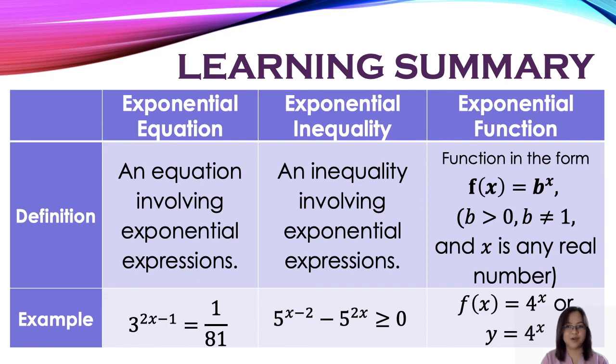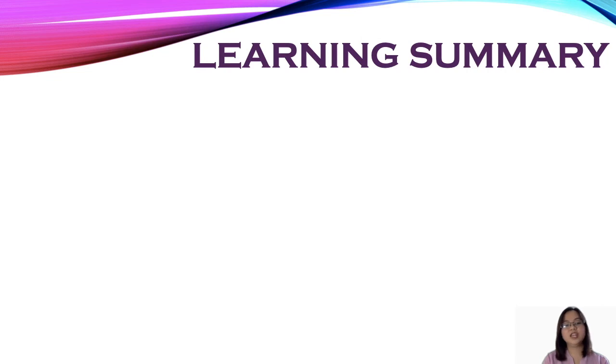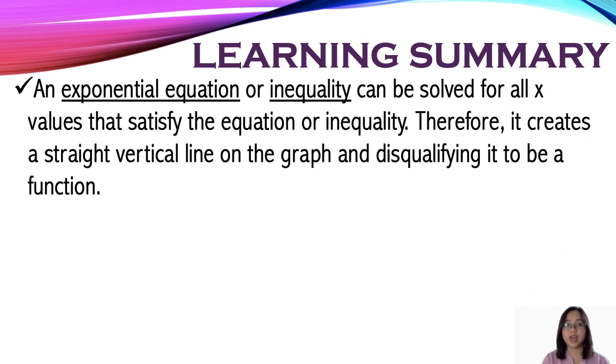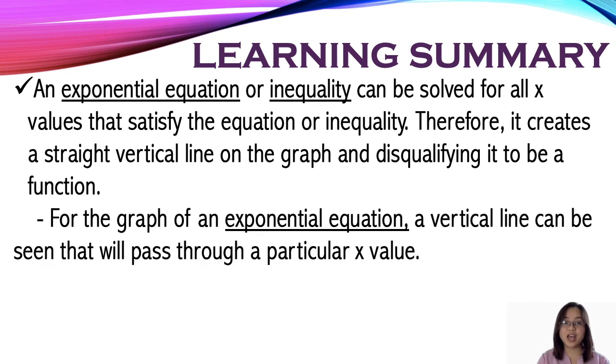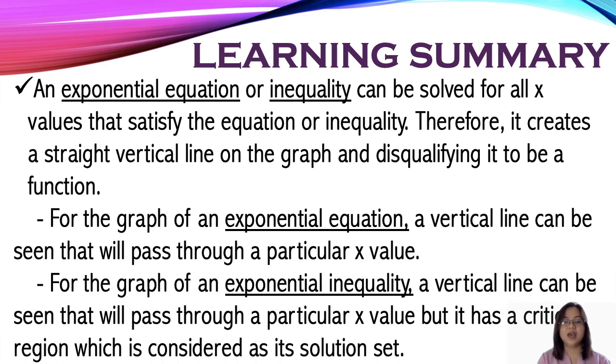And the base could never be 0 nor equal to 1. Okay, let's have more. An exponential equation or inequality can be solved for all x values that satisfy the equation or inequality. Therefore, it creates a straight vertical line on the graph, disqualifying it to be a function. For the graph of an exponential equation, a vertical line can be seen that will pass through a particular x value. While for the graph of an exponential inequality, a vertical line can be seen that will pass through a particular x value, but it has a critical region, which is considered as its solution set.